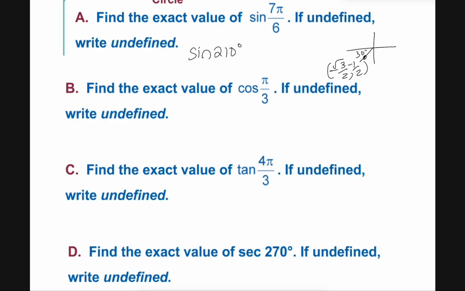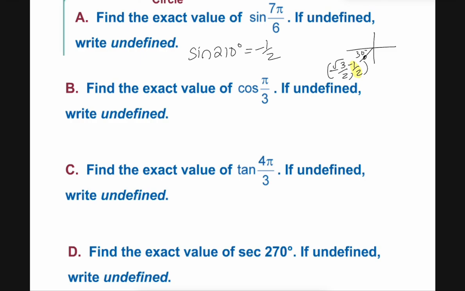So for the sine, what value do we use from that point? Do we use the negative square root of 3 over 2, or do we use the negative 1/2 when finding the sine? Exactly, we use that y value. So the answer is negative 1/2. So the sine of 7 pi over 6 is the same as the sine of 210. Reference angle 30. What's 30 in that quadrant? Negative square root of 3 over 2, negative 1/2.